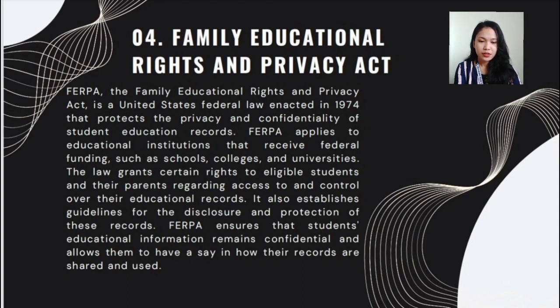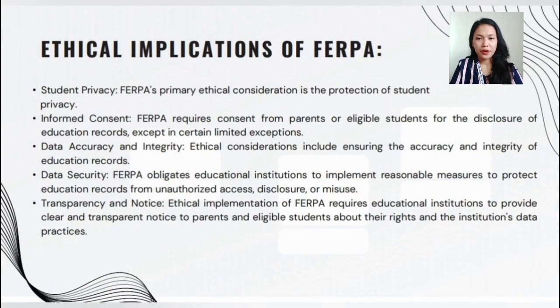FERPA ensures that students' educational information remains confidential and allows them to have a say in how their records are shared and used. The following are the ethical implications of FERPA. First, student privacy. FERPA's primary ethical consideration is the protection of student privacy. FERPA grants students and their parents the right to control the disclosure of educational records. It aims to protect sensitive information such as grades, disciplinary records, and personal identifiers.